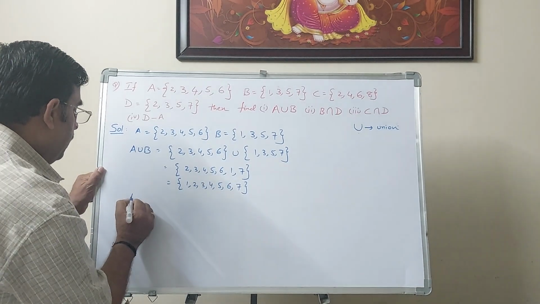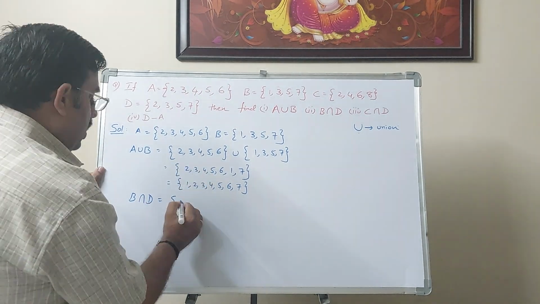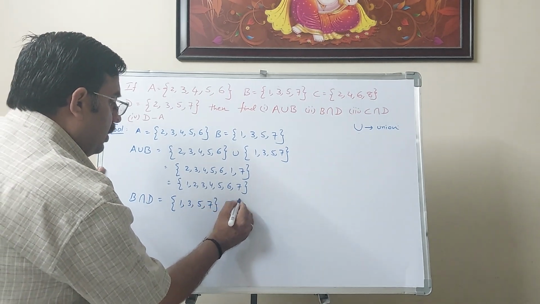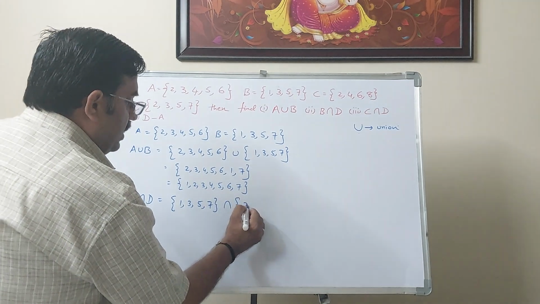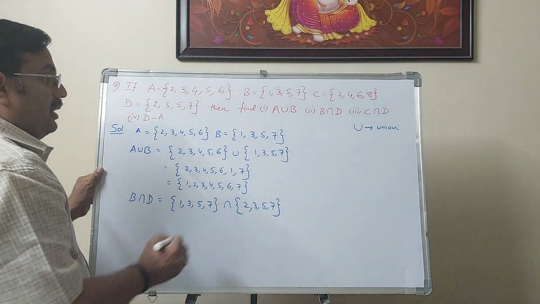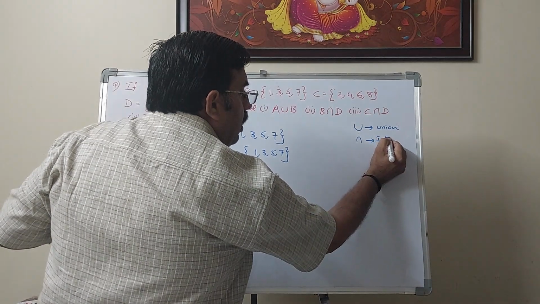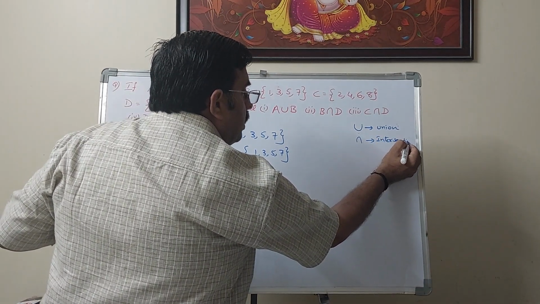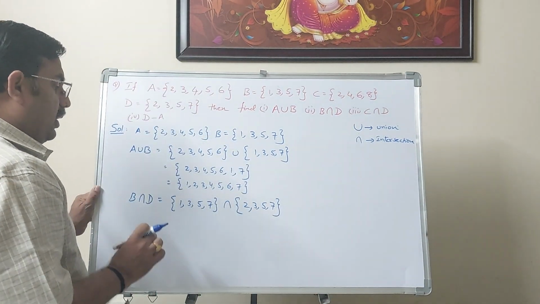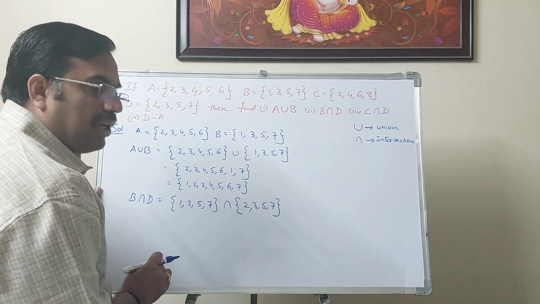Next is B intersection D. B intersection D means B is {1, 3, 5, 7}, intersection D is {2, 3, 5, 7}. This symbol is called intersection. How will you do this problem? Intersection means you have to write all the common elements of both the sets.